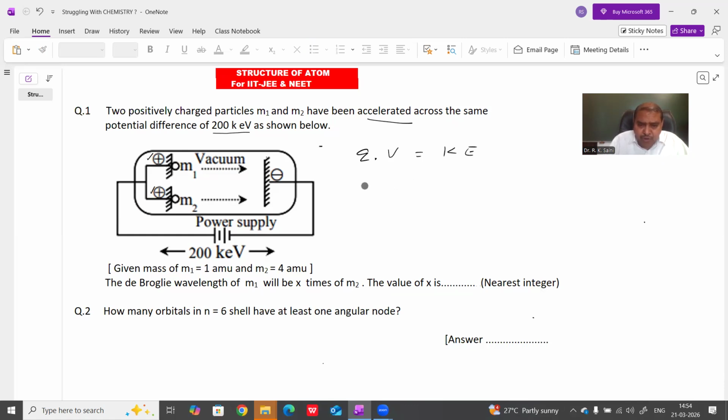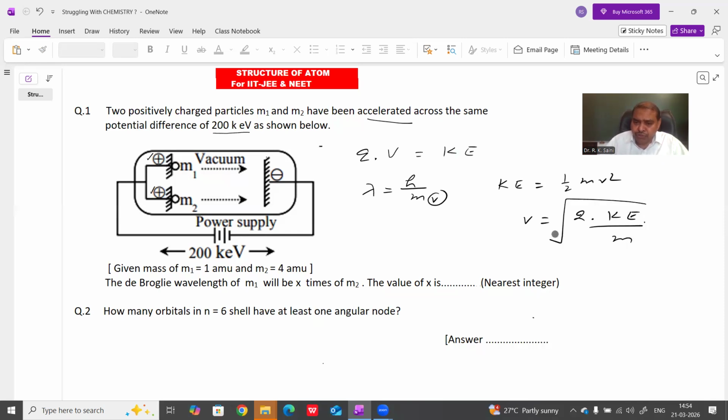And according to the de Broglie wavelength, we know that lambda equals h upon mv. The velocity of the particle is now replaced by kinetic energy. We know that kinetic energy is half mv square. Therefore, v equals root of 2 into kinetic energy upon m. And putting this value in this, hence wavelength equals h upon under root 2 into m into kinetic energy.